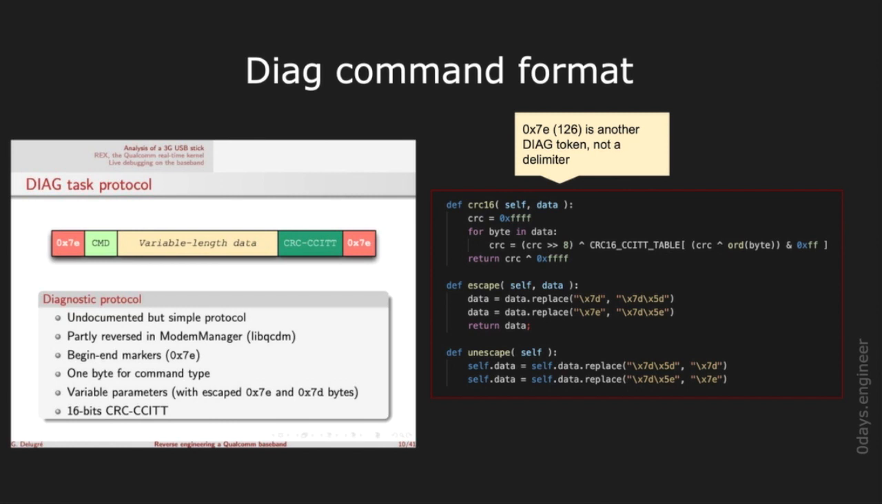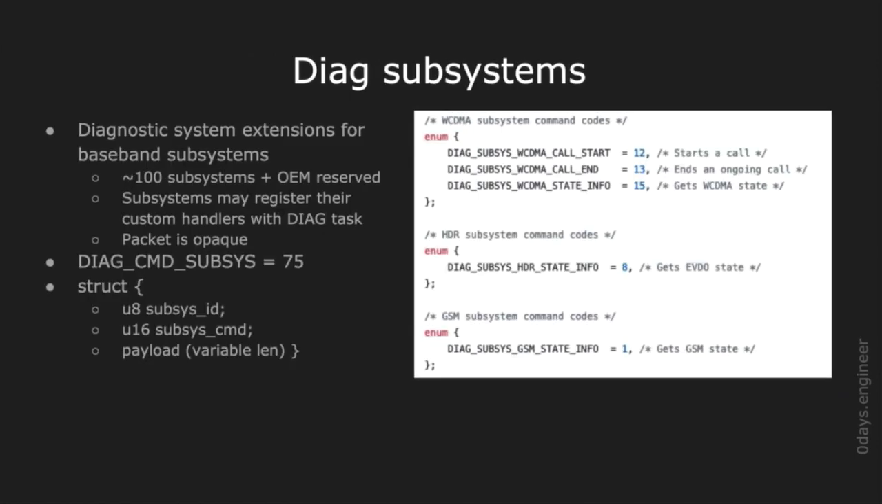This entire thing is verified using the CRC, and some bytes are escaped, specifically as you can see on the snippet. One interesting thing about the Diag protocol is that it supports subsystem extensions. Basically, different subsystems in the baseband can register their own Diag system handlers, arbitrary ones. And there exists a special Diag command, number 75, which simply instructs the Diag system to forward this command to the respective subsystem. And then it will be parsed there.